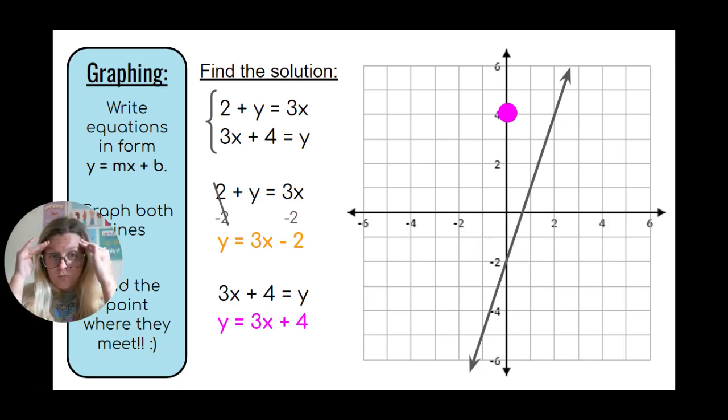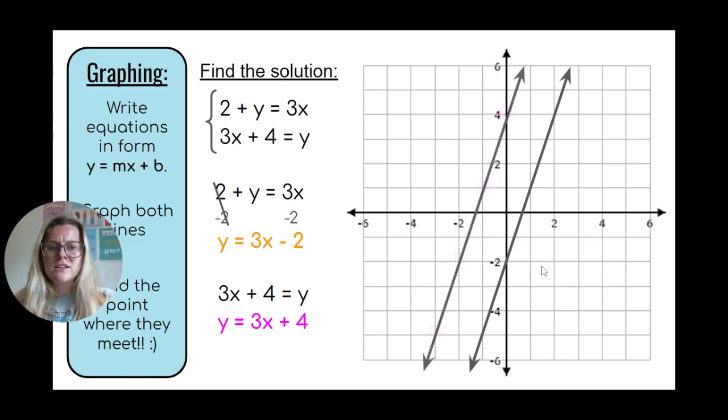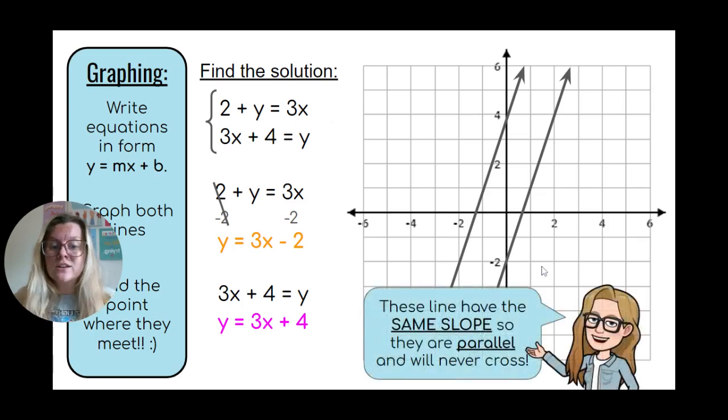Ooh, I ran out of room, so we can do the opposite. I can also go down 3 and to the left 1. Down 3 and to the left 1. I'm going to connect my points. And what do we notice here, guys? It looks like they are never going to intersect.